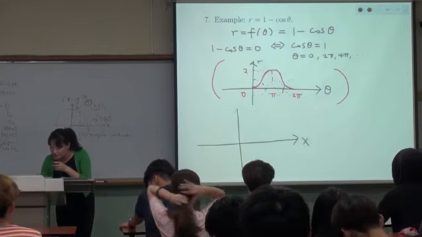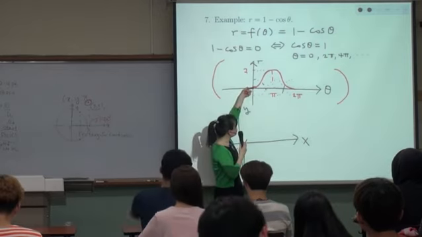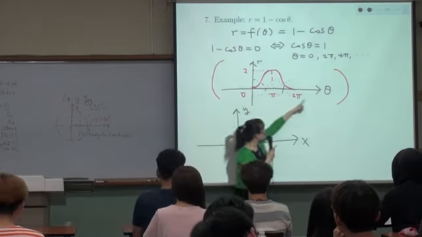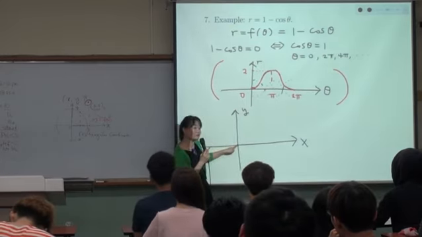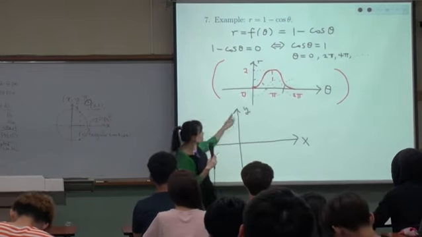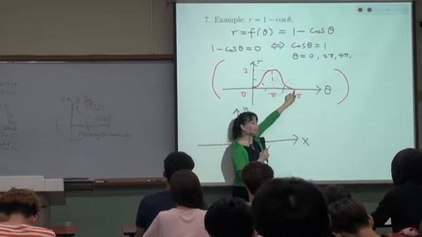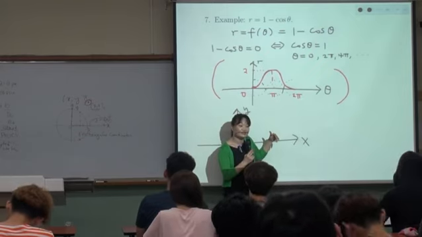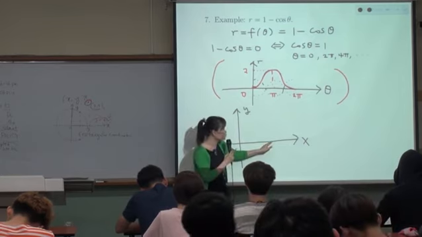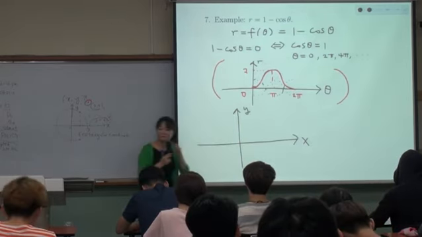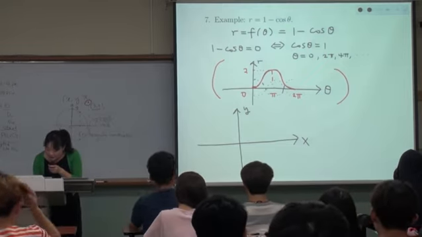So this is x and this is y. Okay? When theta is 0, r is 0. Other than that, is it 0 or not? Until it gets to 2 pi, it is not 0. So this is 0. Over here, it's not 0. And when I come back to 2 pi, it is 0 again. Get it? Okay. And so at 0, it is 0.